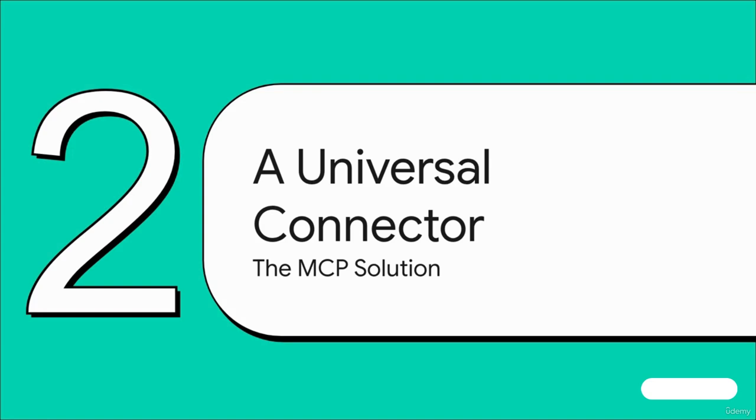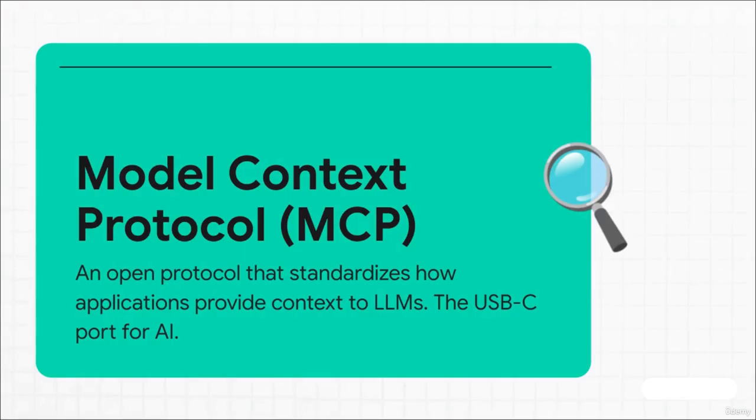So how do we get from that tangled mess on the left to that beautiful, elegant solution on the right? The answer is an open standard that is quickly becoming the universal connector for the world of AI. And here it is, the Model Context Protocol, or MCP. It's an open source standard, and honestly, the best way to think about it is this. It's the USB-C port for AI. Seriously. Just like USB-C finally gave us one standard port for all our gadgets, MCP gives us one standard protocol to connect any AI to any tool.